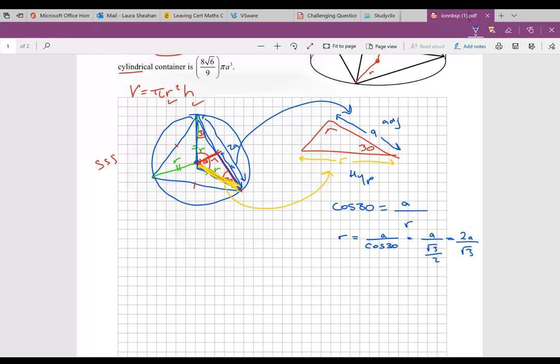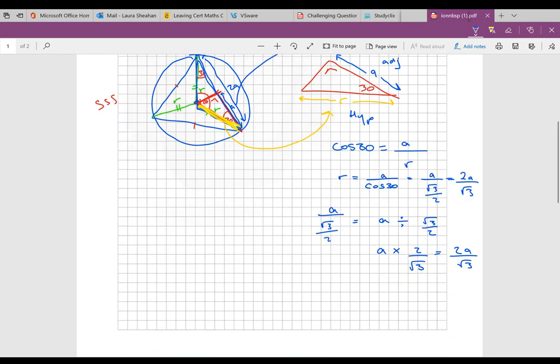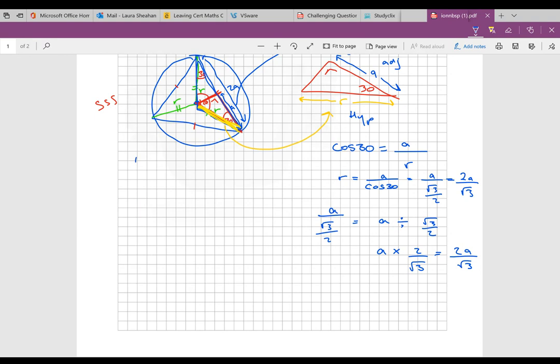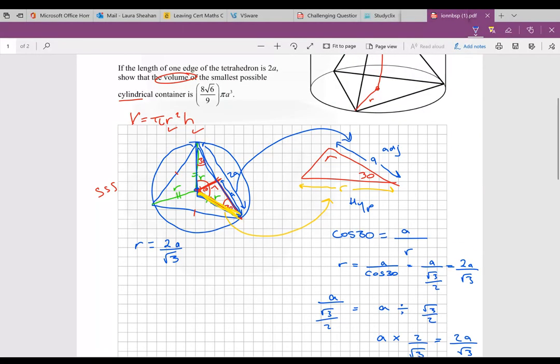Or if you want me to do it out long, just to show you where I'm getting that from, A over root 3 over 2 is the same as saying A divided by root 3 over 2. There is no division of fractions, so A multiplied by the inverse, 2 over root 3. A times 2 is 2A over root 3. So that now gets me that my radius, OR, is equal to 2A over root 3. So I've got my radius part.